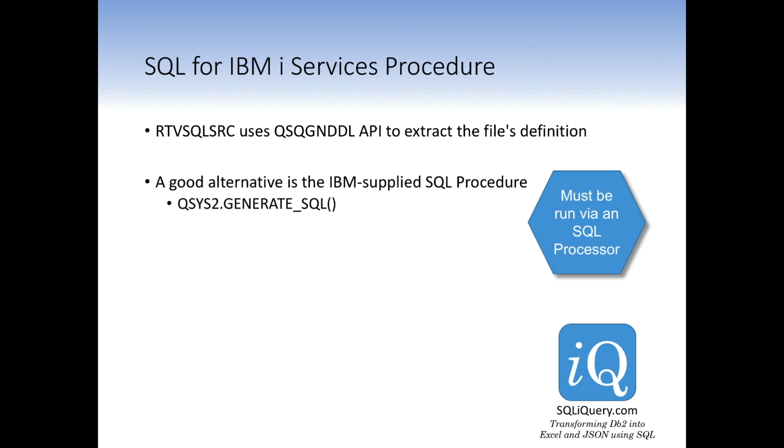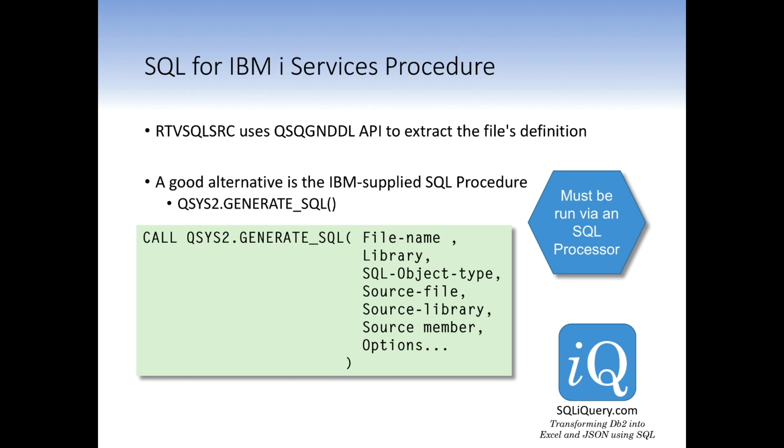Now, the Retrieve SQL Source uses the API under the covers, as I mentioned, to extract the file's definition. With the current technology refreshes, as long as you're on version 7, doesn't matter what release, a good alternative is to use the IBM supplied SQL Stored Procedure, which comes in the QSYS2 library. This procedure is not something you do from the command entry screen or from CL. It's an SQL stored procedure that's called. So it must be run from a valid SQL processor.